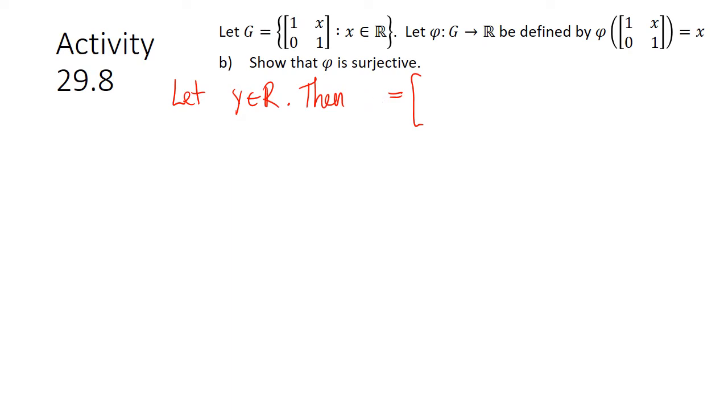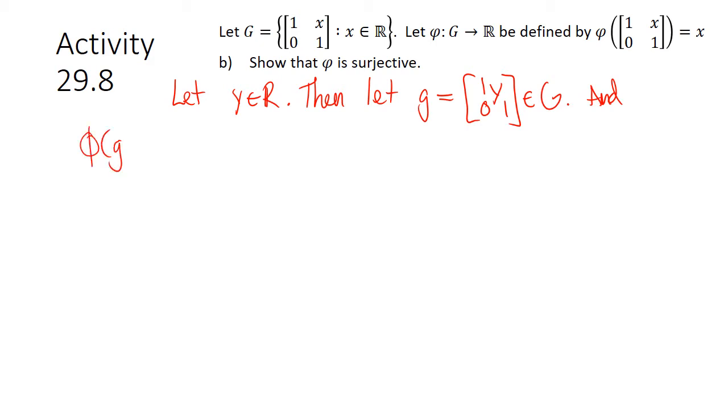Let me do it like this. Then let G equal this, so 1, y, 0, 1 will be an element of G. And if we plug this element into the function phi of G, that is going to equal phi of this matrix, and then that's just going to be y. Okay, so we showed that there's an element in the domain that maps to this element that we picked in the codomain. So that means it's surjective.